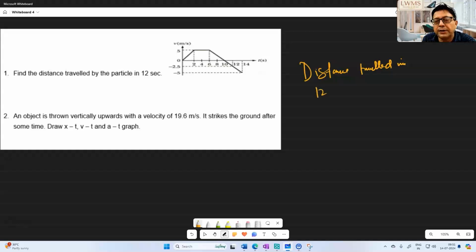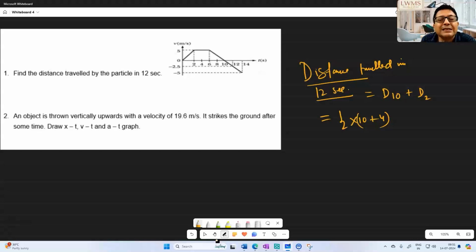Distance traveled in 12 seconds is equal to distance traveled in 10 seconds plus distance traveled in the next 2 seconds. Distance traveled in 10 seconds, how to find? Everything is given over there. That is half base, half into sum of parallel sides. This part is 10 and this part is 4.